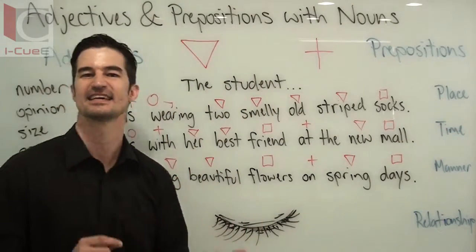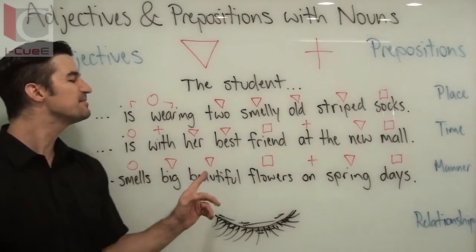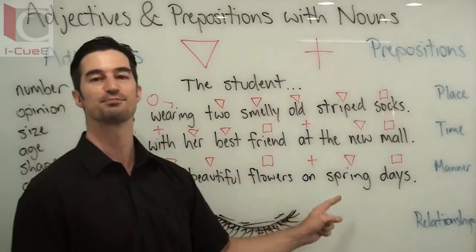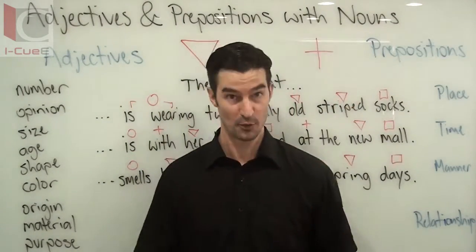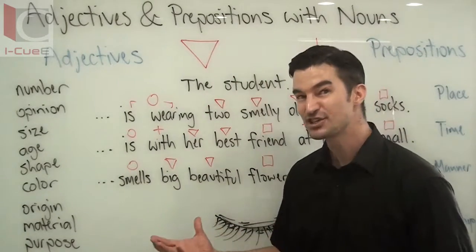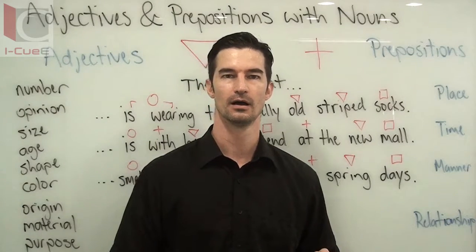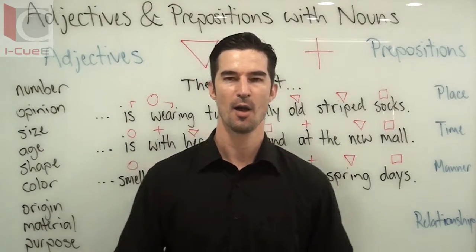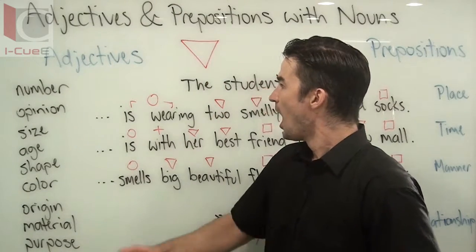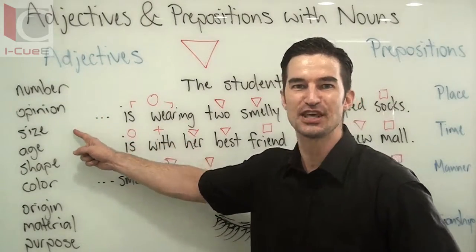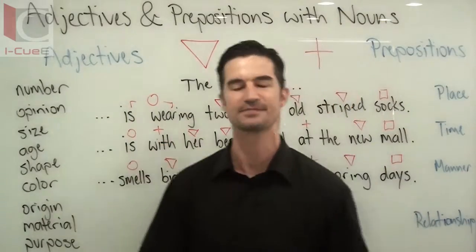Now listen to this last example. The student smells big, beautiful flowers on spring days. Here we get a little bit of both. We have a picture of big, beautiful flowers. Wait a minute. Big, beautiful? That's not the order that they're supposed to be in. It's supposed to be beautiful, big flower.